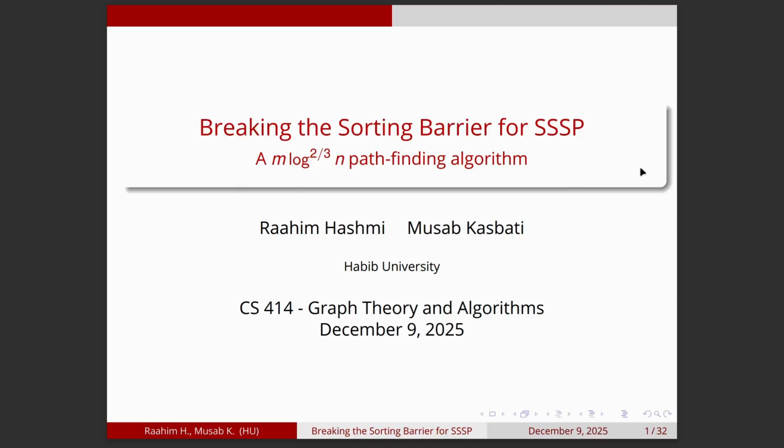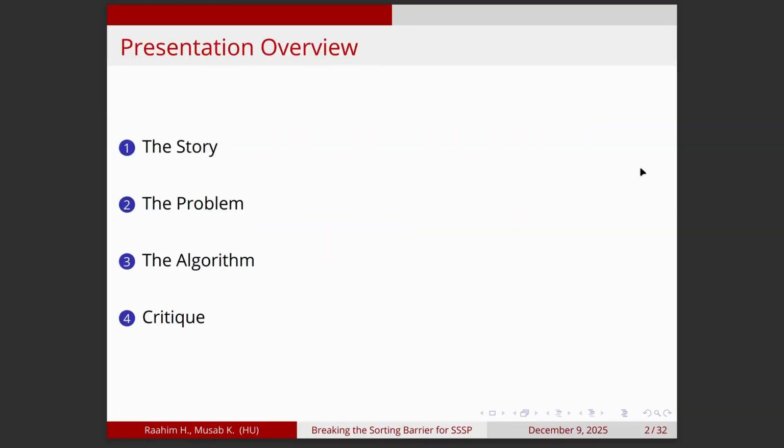Now, the way we'll go over this is first we'll give some of the motivation, maybe a story behind where this algorithm can be used. Then we'll dive into the formal definition of the problem, then the actual algorithm with its inputs, outputs, pseudocode, correctness, and time complexity. And at the end, a few comments or critique on the algorithm itself.